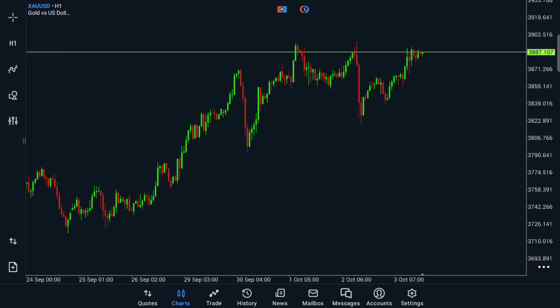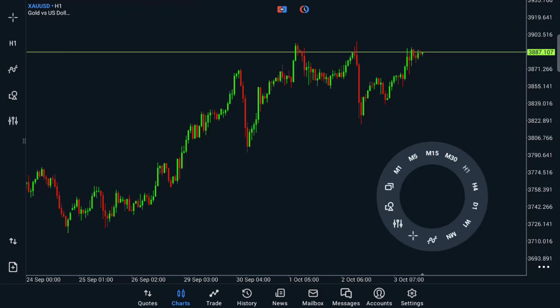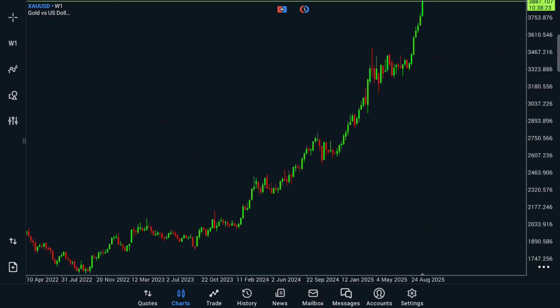Okay, so let's get back to our analysis. As per our analysis style, we start with the higher time frame, then we go into a lower time frame to find our market path or market entry. So let's get back into the weekly time frame to check out the market trend.